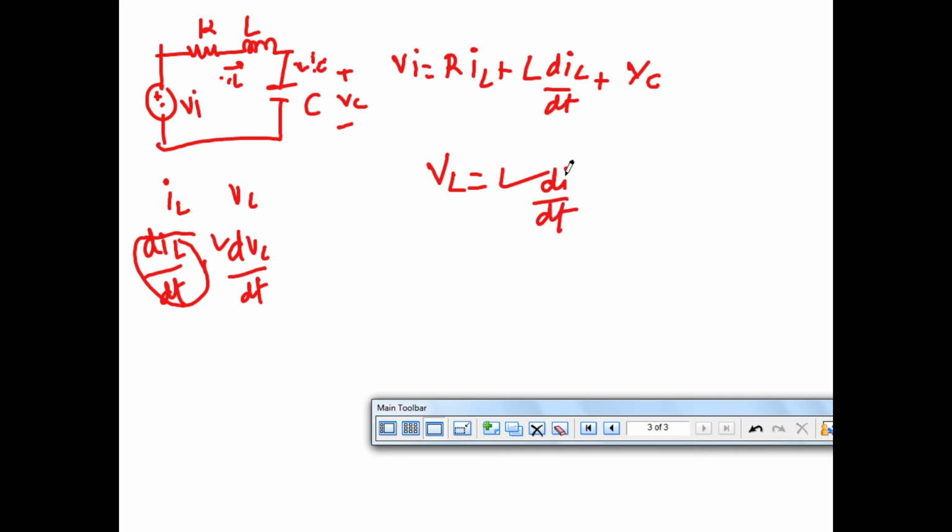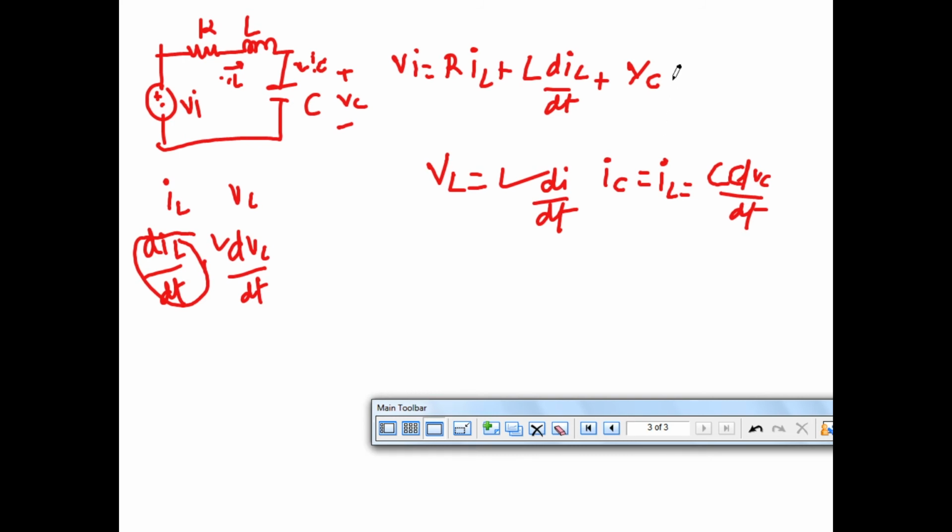Okay, and the current through the capacitor is nothing but IC. IC is equal to C dVc by dt. It is a series circuit, so if I am writing the equation of IC, the same current will be flowing through L. So I can write IC is equal to IL over here. This will be my two equations, and VL is equal to this.